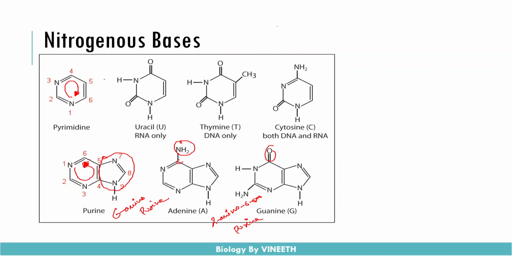If we look at the uracil structure, the name for uracil will be 2,4-dioxopyrimidine. Okay, 2,4-dioxo. And the name for thymine will be 2,4-dioxo-5-methyl pyrimidine. And the name for cytosine will be 2-oxo-4-amino pyrimidine.